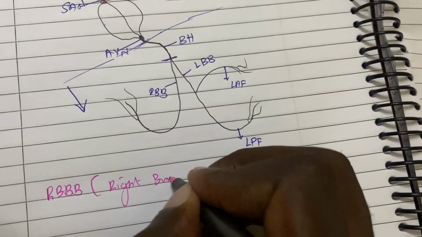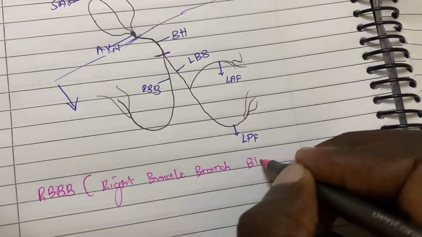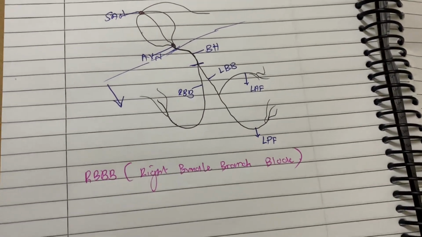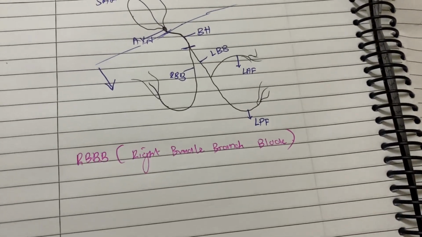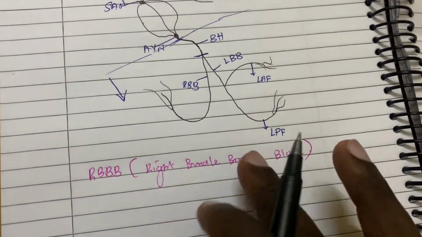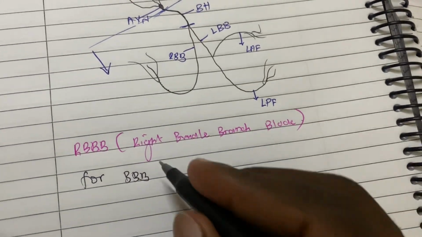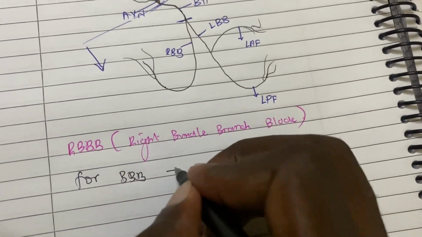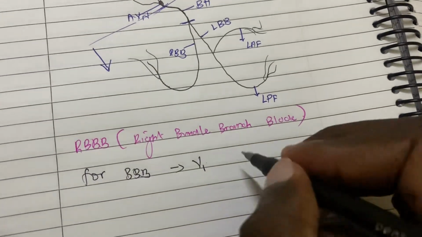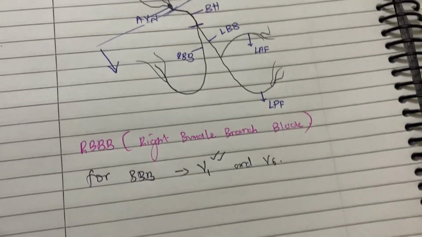Right bundle branch block. We have already finished what we expect in a normal ECG and what will happen. So just real quick again, for bundle branch blocks, for example RBBB specifically, we shall look for it in V1 and V6, but specifically in V1.